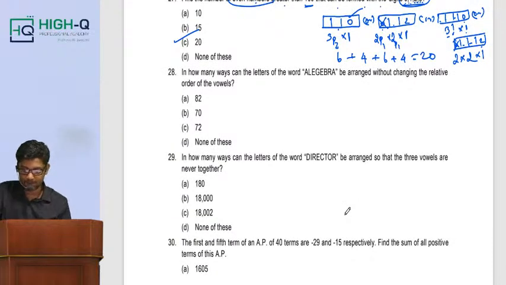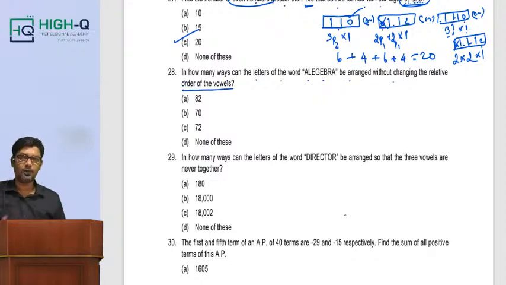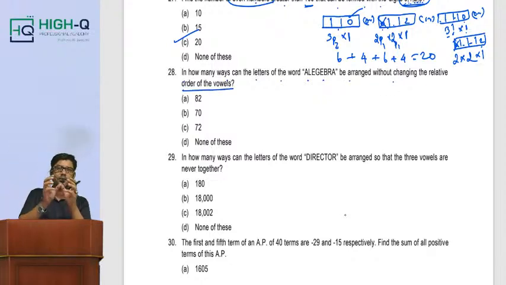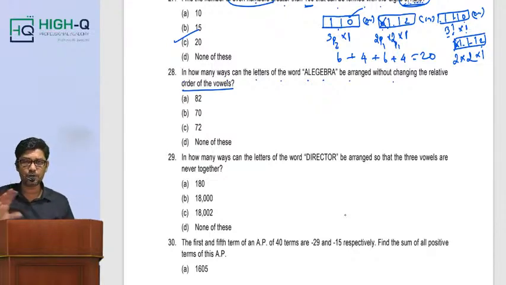Next. In how many ways can the letters of the word ALGEBRA be arranged without changing the relative order of the vowels? This is very important, my dear sir. What is the relative order of the vowels? Relative position of the vowels. Actually, the right word is relative position of the vowels.